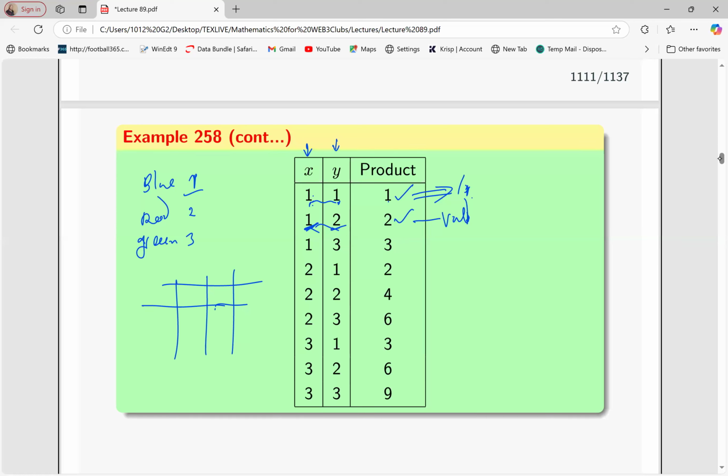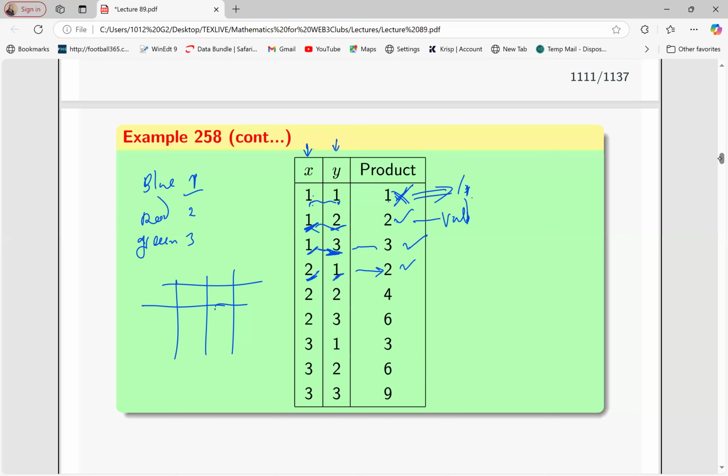You can see this is blue and this is red. The other possibility is that this could be blue, and then this one be green. So in this case, the product will be 3. Again, this is valid. This one was not valid. This is valid because we want 2 neighboring regions to have different colors. Now, we could also have a possibility of the first region being red and the second region being blue. In that case, the product would be 2, and again, this one is valid.